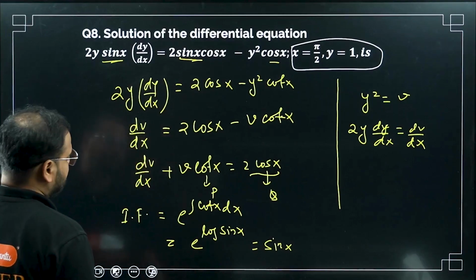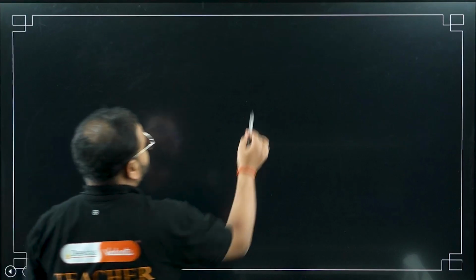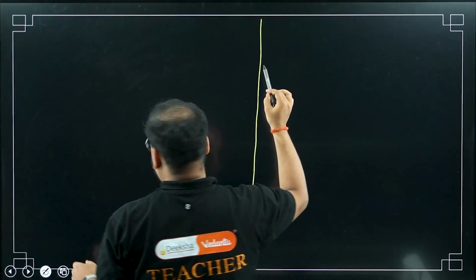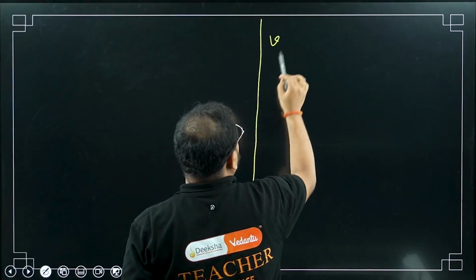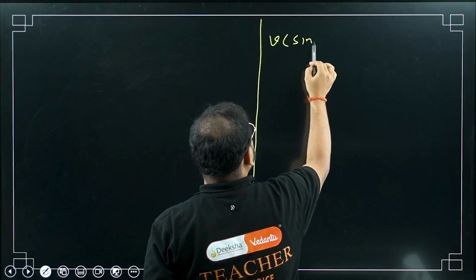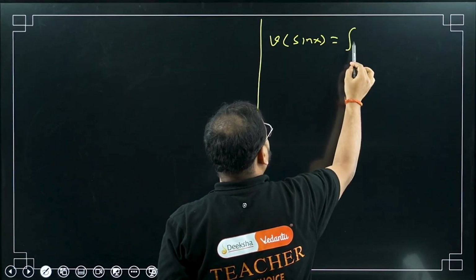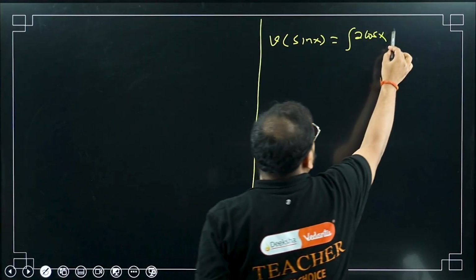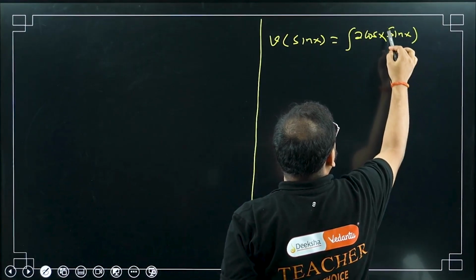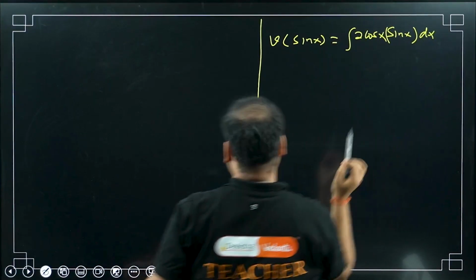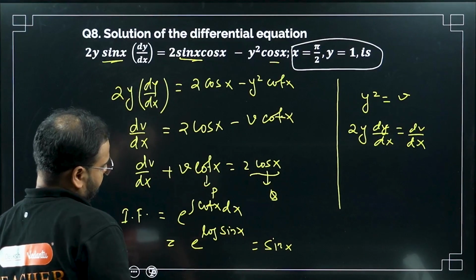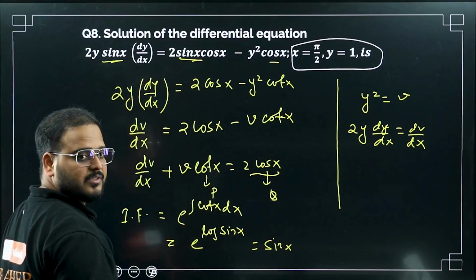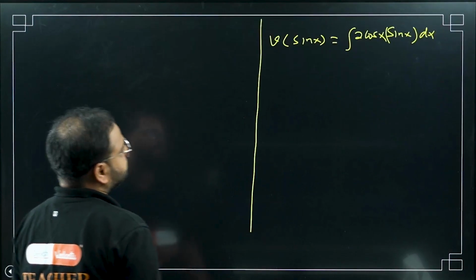Now I'm going to write the solution part. I'll have the variable v, so v times of IF, sin x, equals to integration of q. So 2 cos x is my q, sin x is my IF, and dx. Please have a look. Yeah, 2 cos x is my q. V is the variable. So like that.